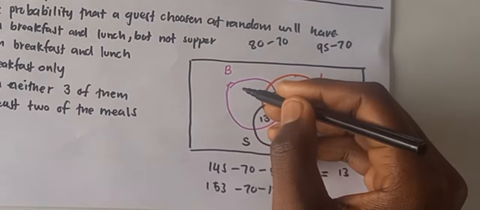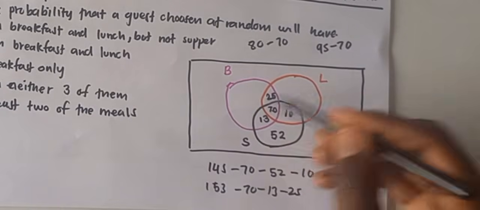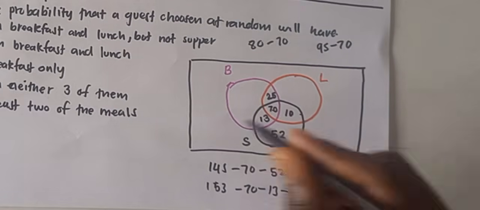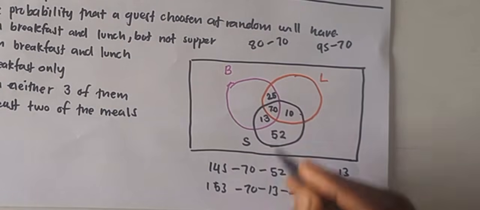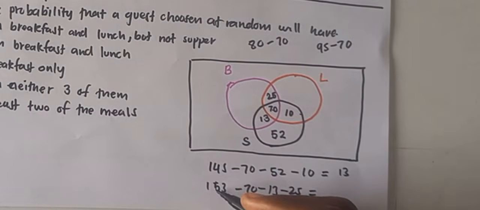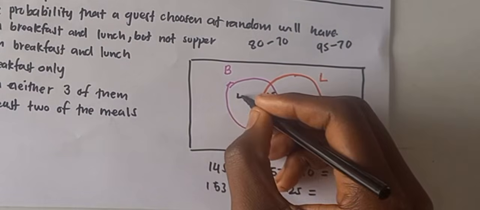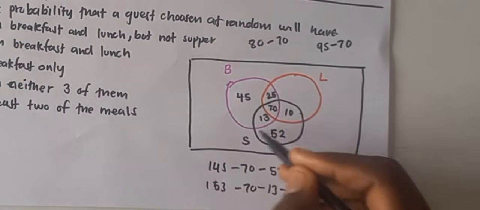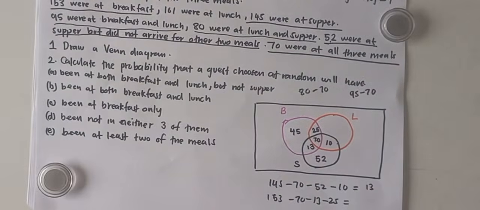We subtract everything that is in the, is it pink? Yeah, the pink circle. I hope I'm not bad at colors, guys. So if you subtract all these people from 153, you're going to get 45. If you add the people on the pink circle, you're going to get 153, which is correct.